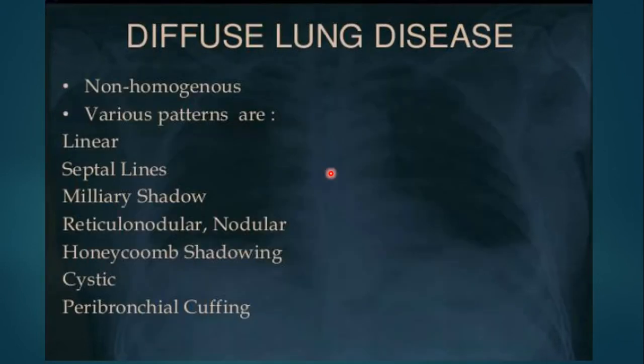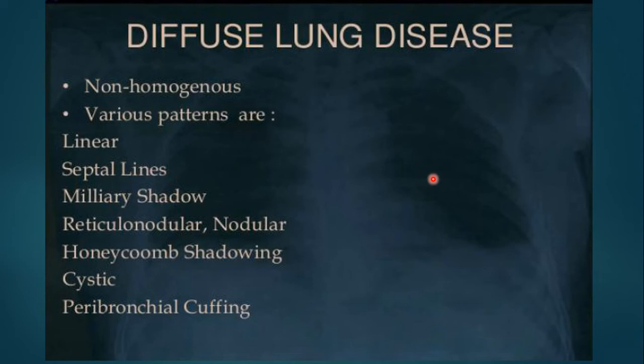Okay, now regarding the diffuse lung diseases, as we said, the word diffuse is the key. It is bilateral, it is not localized to any anatomical component, it is not in a lobe, not in a segment, it usually involves both lungs, multiple areas, okay? And it is most of the times due to interstitial pattern, interstitial abnormality, interstitial disease.